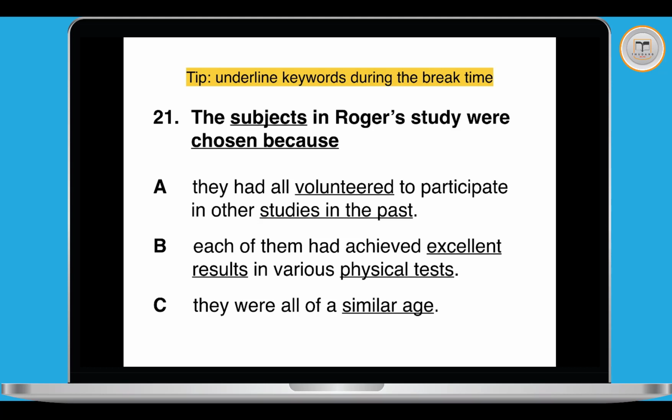That's the end of the recording, and let's look at the answer. It was B. The reason was, instead of excellent results and physical tests, we had some different words, but we had measure strength, stamina and balance, that's the physical tests, and highest scoring instead of excellent results.